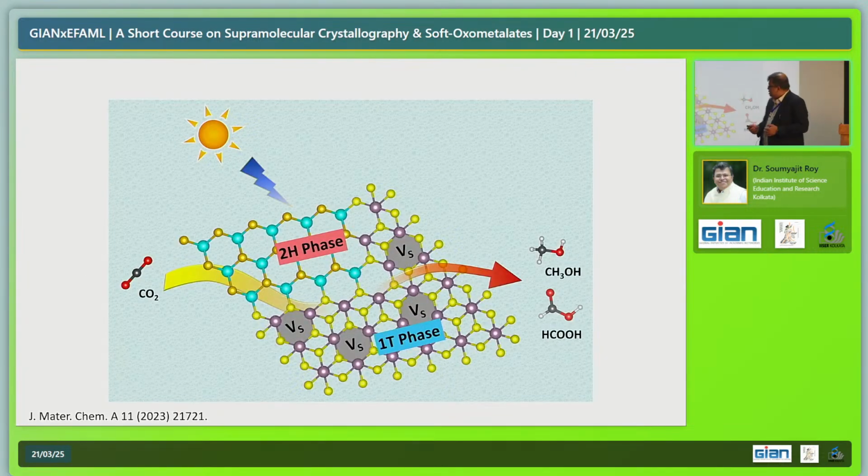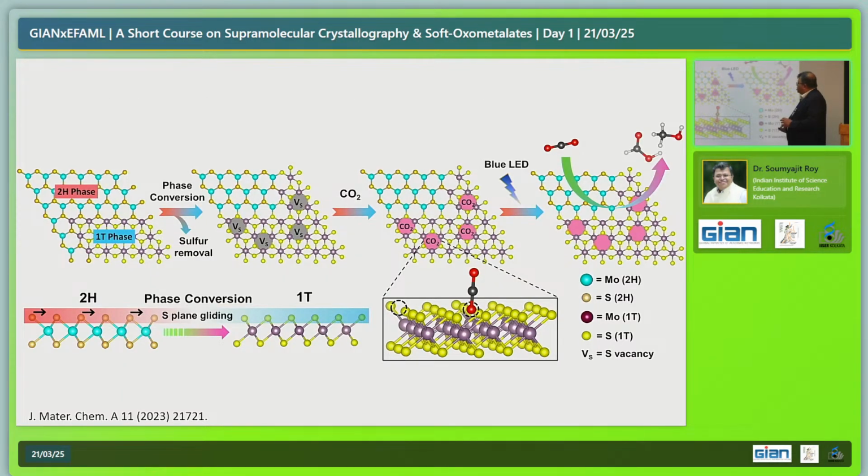So what did we see? Kaushik showed that you can have this type of sulfur vacancies, which are shown in VS, and you have the two types of phases in MoS2, the 2H phase and the 1T phase, and it was based on the residence time of carbon dioxide in these phases, which would then convert carbon dioxide either into more reduced methanol or into less reduced formic acid. So this is what happens.